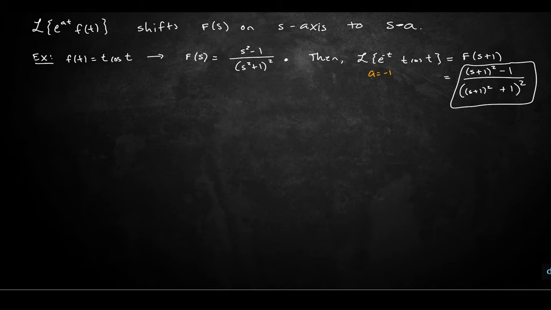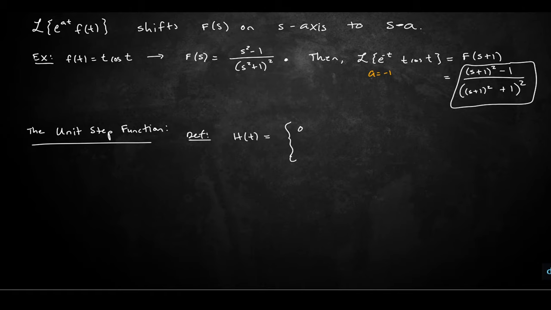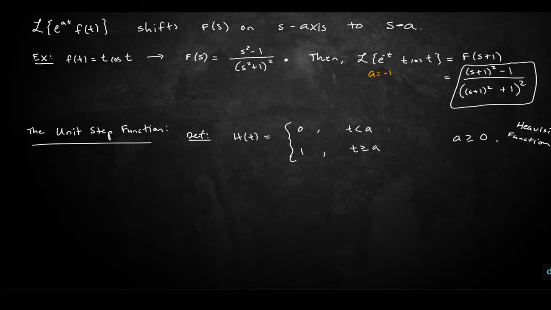So the unit step function. We're going to define something called the Heaviside function. H of t is equal to, we'll call it 0 for t less than a, and then we'll call it 1 for t greater or equal to a. And a is greater or equal to 0. And we call this thing the Heaviside function. Which I believe is a guy's name, so call it the Heaviside function.